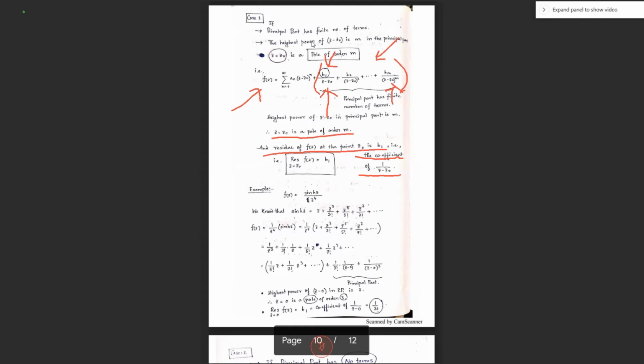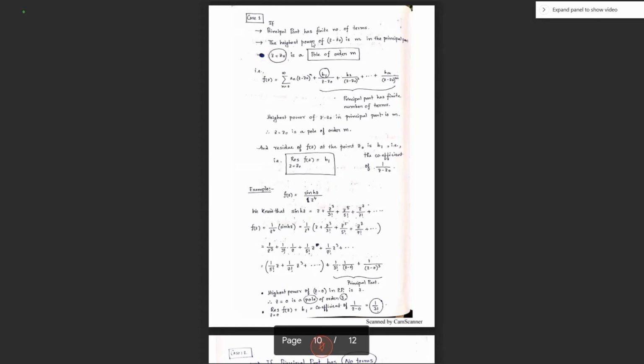I am repeating the whole thing again. If the principal part of the Laurent series expansion of a function f(z) has a finite number of terms, and if the highest power of z minus z0 is m, then the singularity z equal to z0 is called a pole of order m. Okay, and the residue of f(z) at the point z0 is b1. What is b1? b1 is the coefficient of 1 by z minus z0. So the residue of f(z) at the point z0 will be the coefficient of the term 1 by z minus z0.